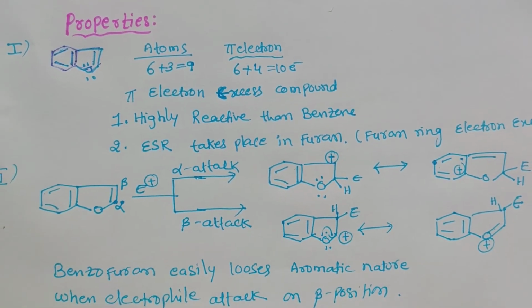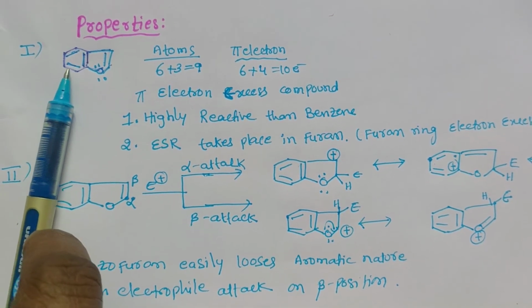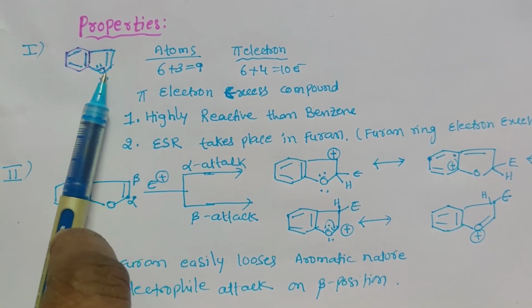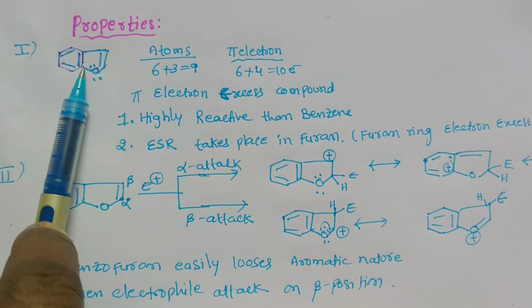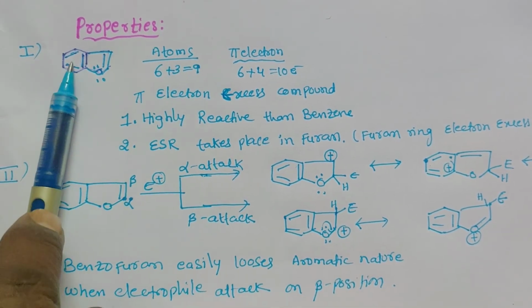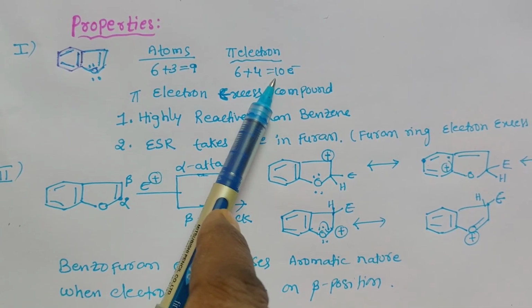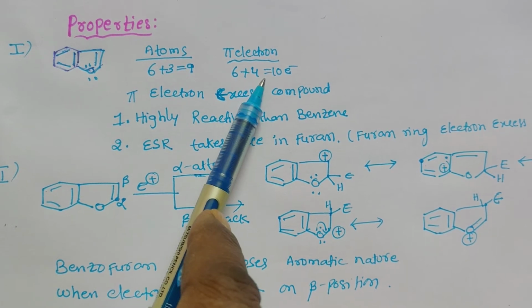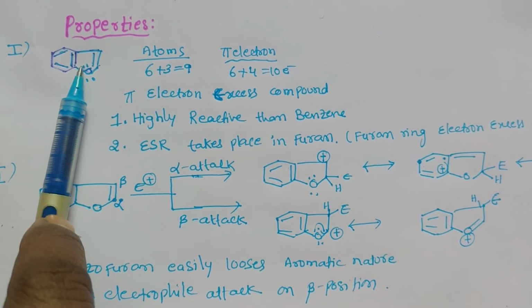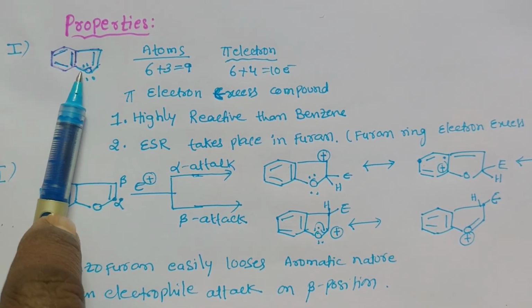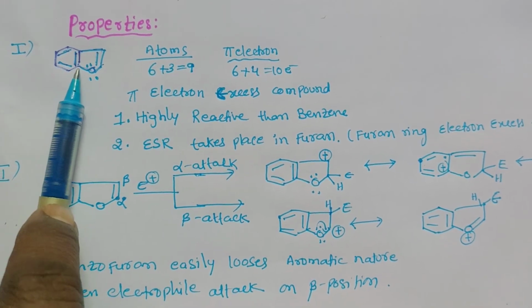Now we discuss the properties of benzofuran. In benzofuran, 6 atoms are there in the benzene ring and 3 atoms are there in the furan ring. That means the total number of atoms in benzofuran is 9, whereas the number of pi electrons is 10. Here in the benzene ring we have 6 electrons, and in the furan ring we have 4 electrons. So that's why the number of electrons is 10 in benzofuran. Here the number of electrons is more than the number of atoms in the cycle. So we can say benzofuran is more reactive towards electrophilic substitution reactions than benzene. That means it is more reactive than benzene.